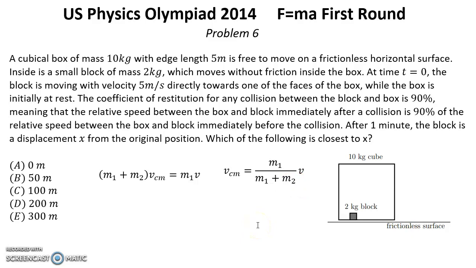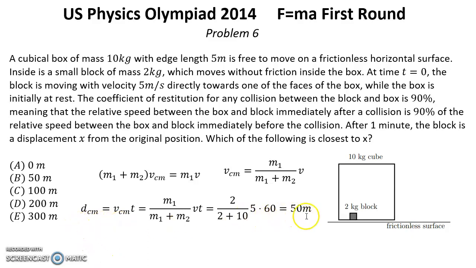Now we can calculate the distance of the center of mass. The distance covered by the center of mass equals 50 meters, and because the size of this cubical box is just 5 meters, it means that our block is not further than 2.5 meters from the position of the center of mass. And if we look at the answers, the closest is B, 50 meters.